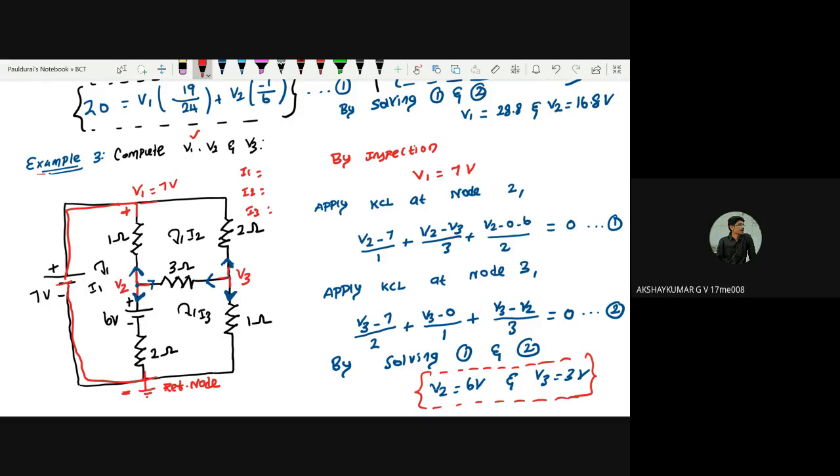Sir, 3 ampere, 2 ampere, 3 ampere. Okay, I1, I2, I3. What is V2?